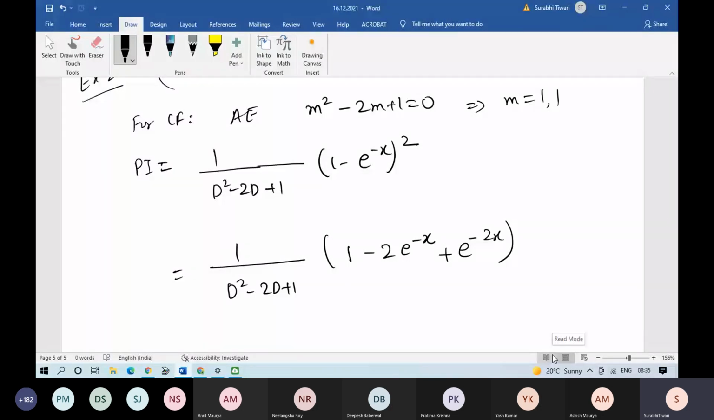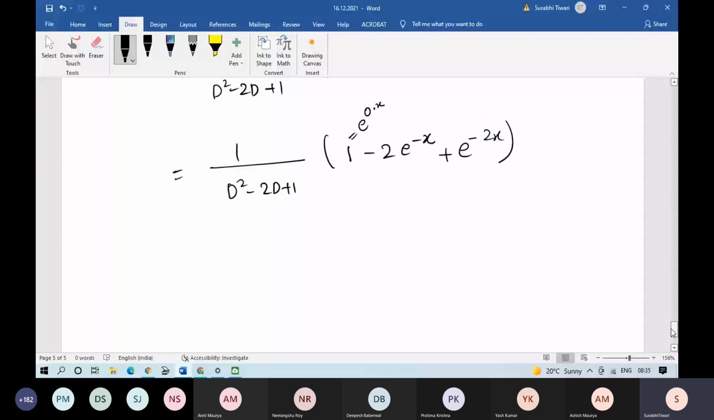Now 1 you can write as e raised to the power of 0 into x. Now operate on each term separately. First, operate f of d on e raised to the power of 0 into x. So we get 1/(0 square minus 2 into 0 plus 1) into e raised to the power of 0 into x.